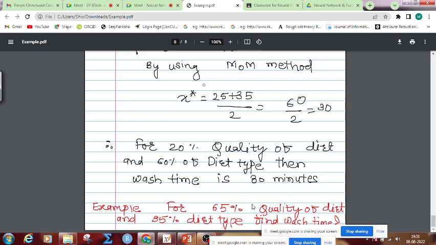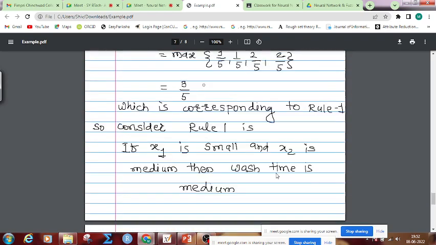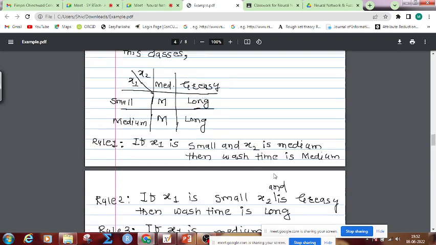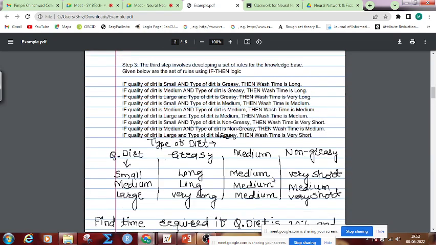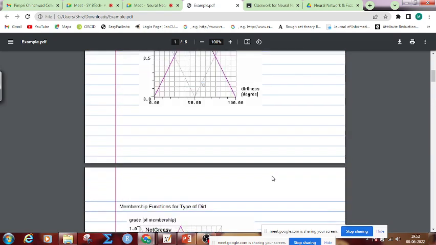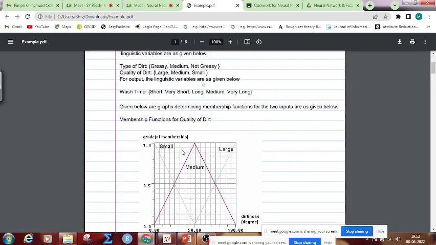आपको क्या समझना चाहिए यहाँ पे कि कौन से रूल आपको कंसिडर करने हैं. देखो टोटल 9 रूल्स हैं, but not all the rules are required. 65%, see this, 65% क्वालिटी ऑफ dirt. So let us consider 65%. अगर आप इसमें 65% कंसिडर करते हो तो कहाँ पे ये आएगा? See this, this is 65%, यहाँ पे 65% आ रहा है, तो कहाँ पे आ जाएगा?